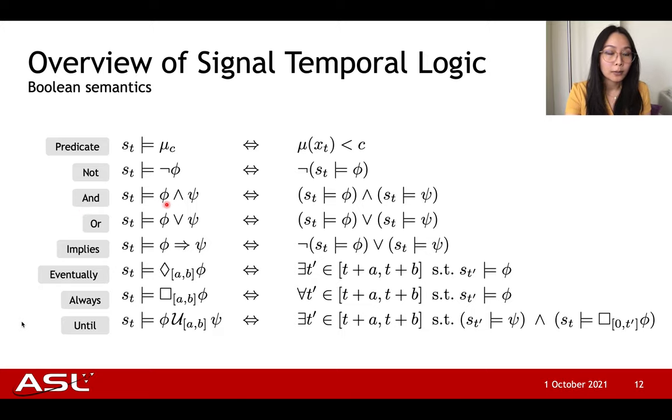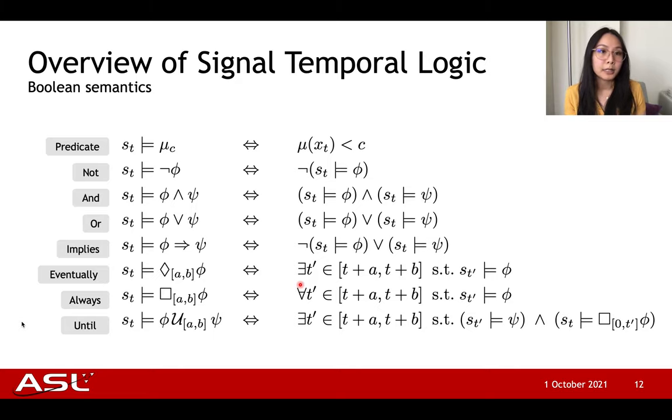Looking at the and operation, we say a signal starting at time t satisfies the formula phi and psi if and only if the signal at time t satisfies phi and the signal at time t satisfies psi. So that's pretty intuitive. Now let's take a look at a temporal operator. Looking at the eventually operator, we have a signal at time t satisfies eventually phi if and only if there exists a time in the interval [a, b] starting at time t such that the formula phi is true at least once.